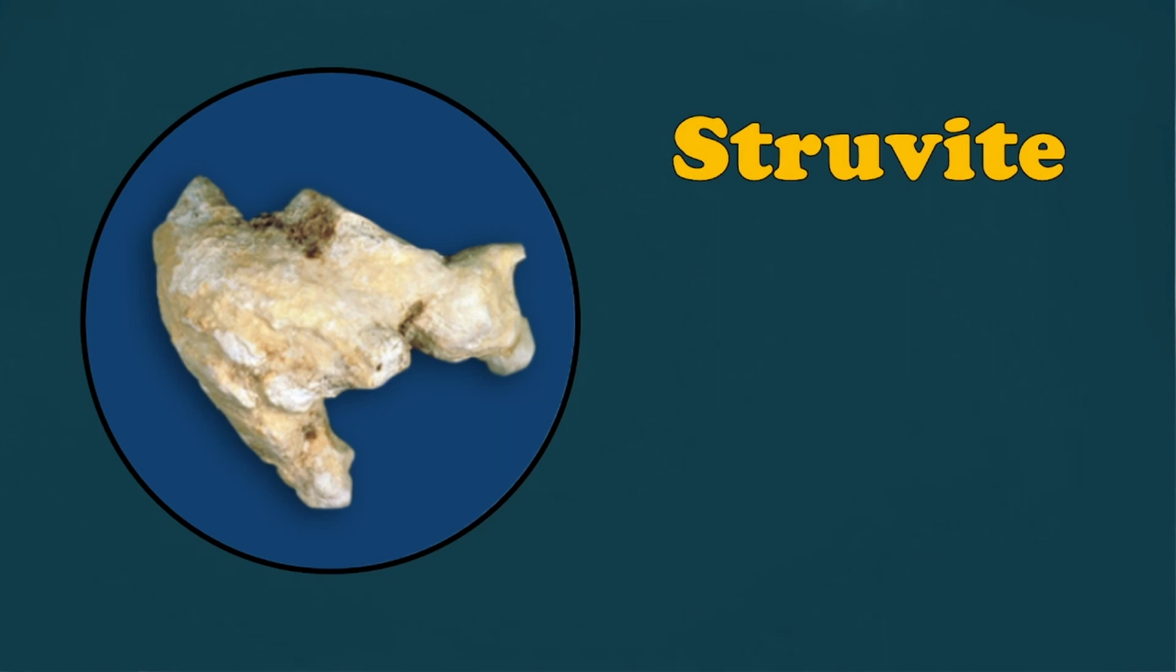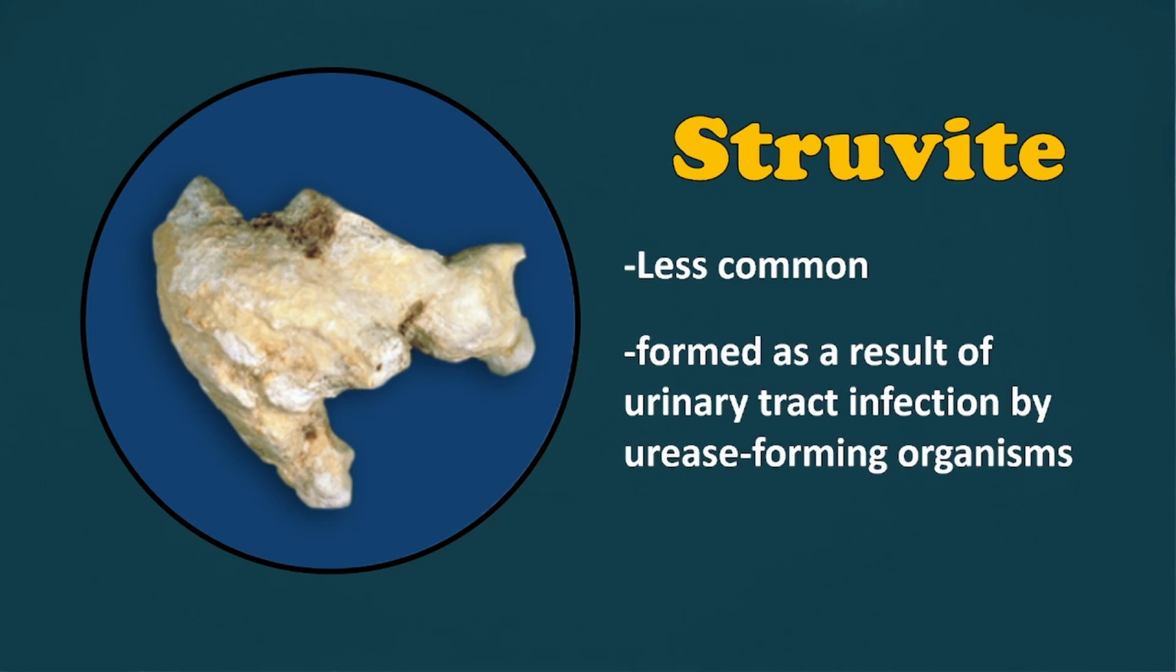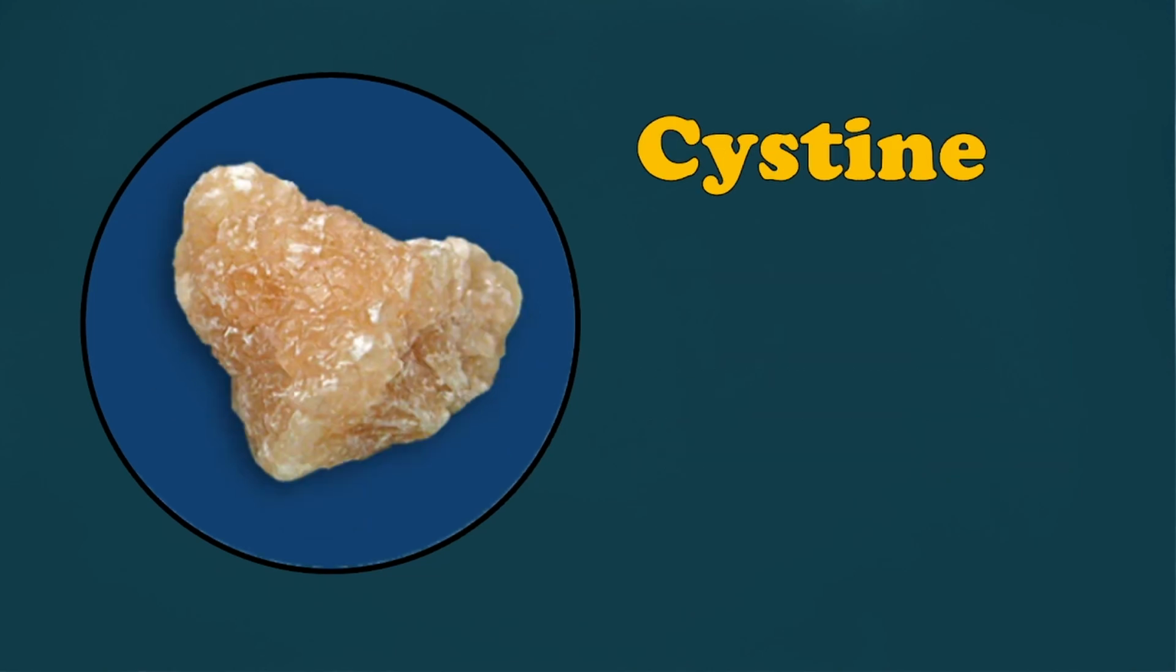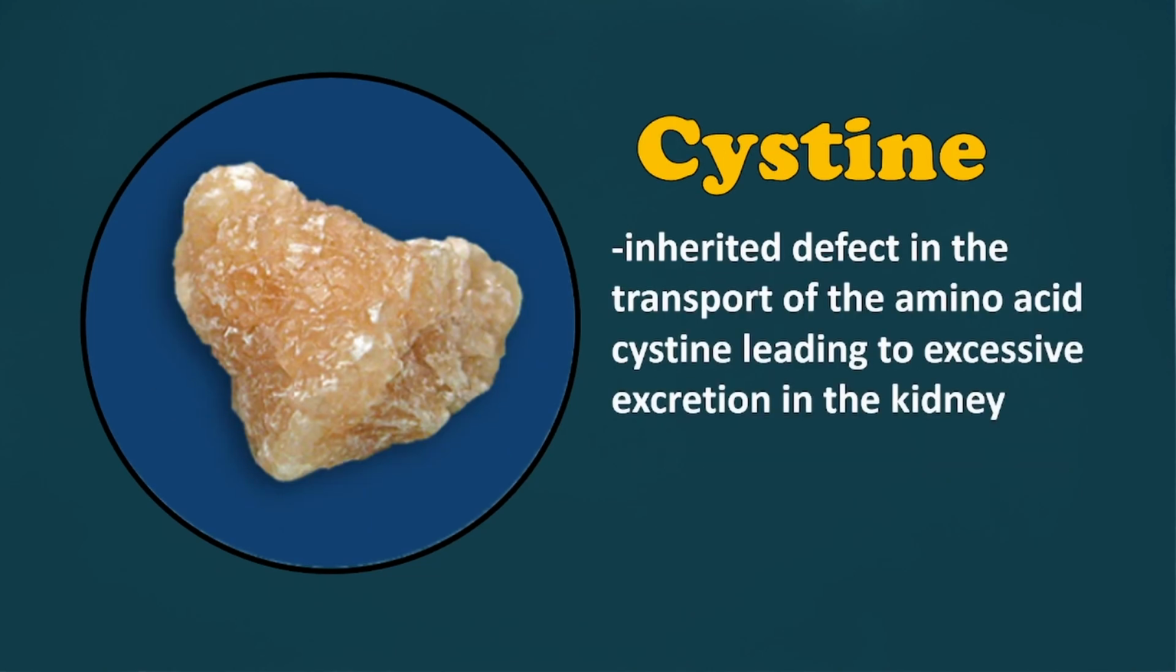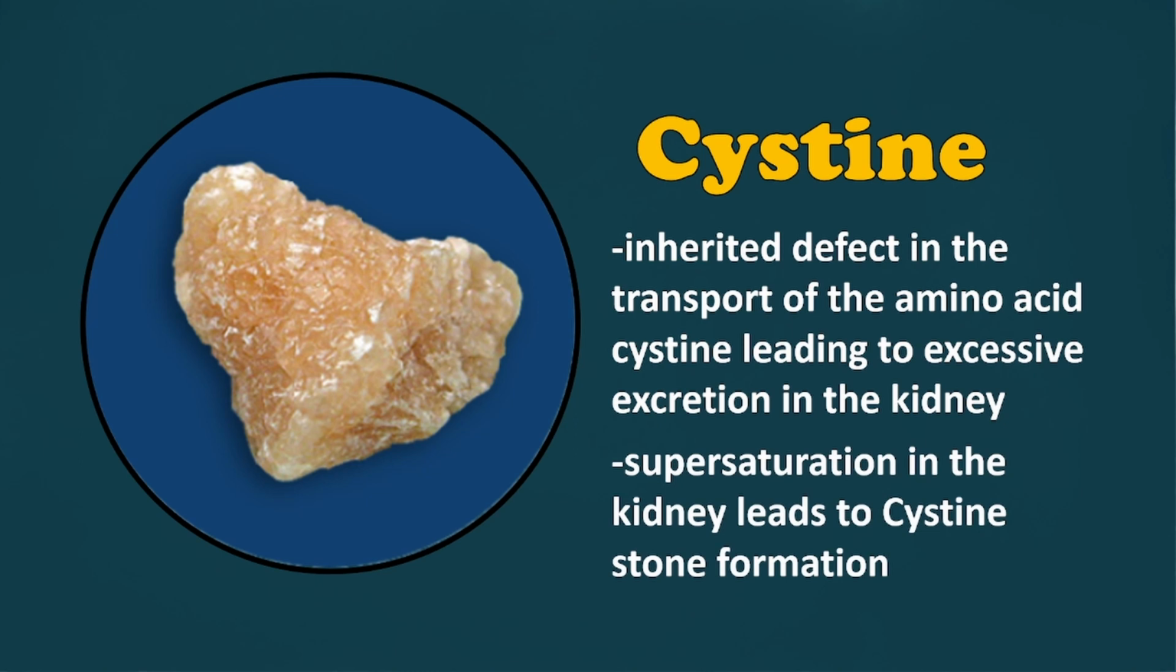Struvites. Struvites are known to be the less common type of kidney stone. They are formed as a result of urinary tract infection by urease-forming organisms. They grow rapidly and occupy the kidneys, causing obstruction. Cysteine stones are due to an inherited defect in the transport of the amino acid cysteine, leading to excessive excretion in the kidney. The saturation of cysteine in the kidney predisposes the development of stones.